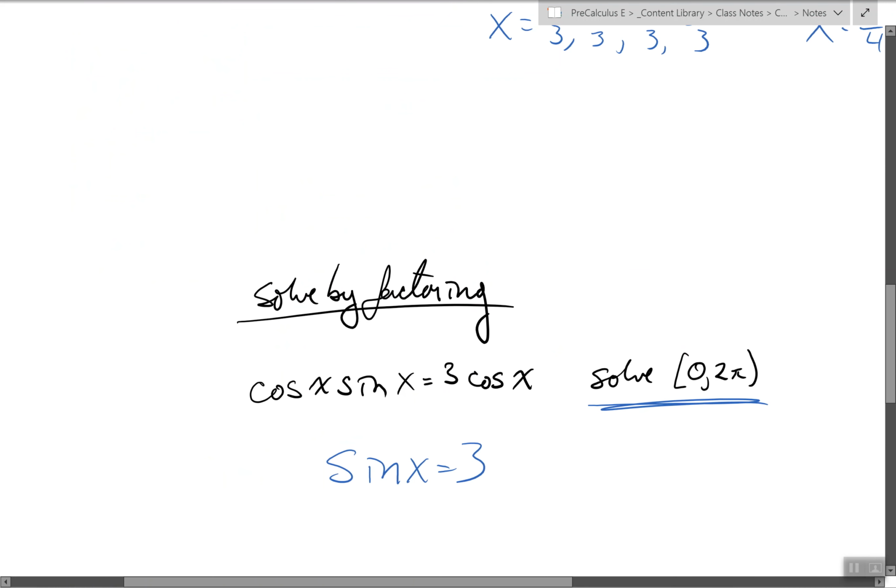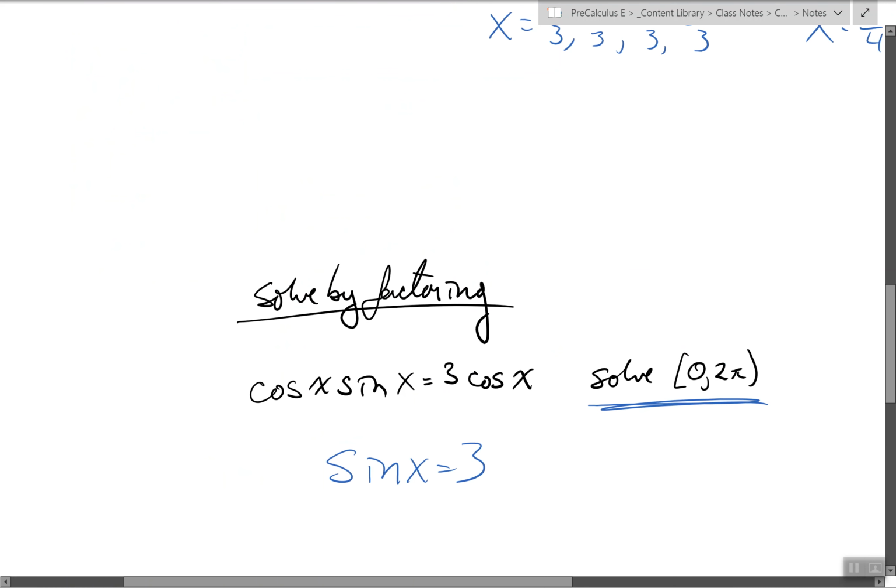There's nothing that works out of this problem. So if we just throw away the cosine, if we divide it from both sides, we actually make this problem unsolvable. And that's not the case. There actually are solutions to this problem. So we don't want to start by dividing. Dividing the trig function is never an option.